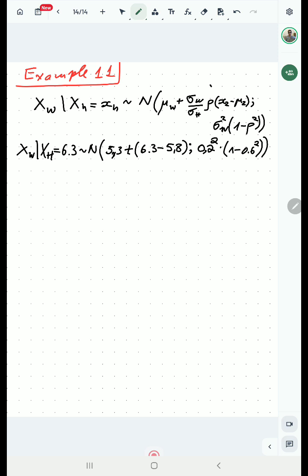Okay, great. Now if you want to get the probability that the wife's height, capital X, is in between 5.28 and 5.92, given the husband's height is fixed at 6.3, for that you have to use the conditional probability density function.